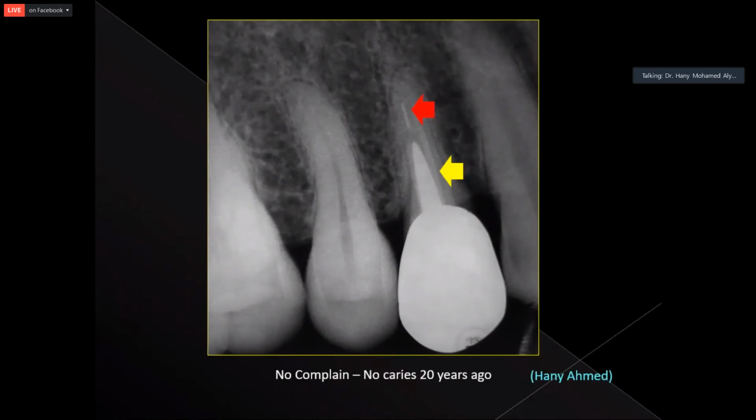It is important to judge the situation wisely, such as in this case treated 20 years ago. There is no caries, the crown is very nice, and I have a short post and a broken file, and the case is stable, without any signs and symptoms, without any problem. So in such cases, it's better not to interfere, just leave the case as it is, since it has been okay for 20 years. Đầu tiên là việc chỉ định, việc lựa chọn cái ca mà ta nhận điều trị rất là quan trọng.